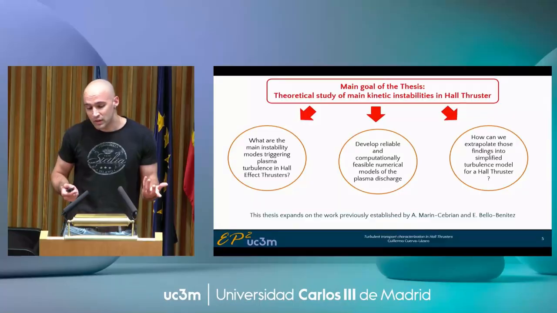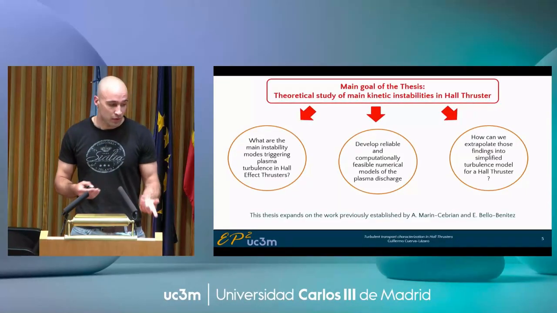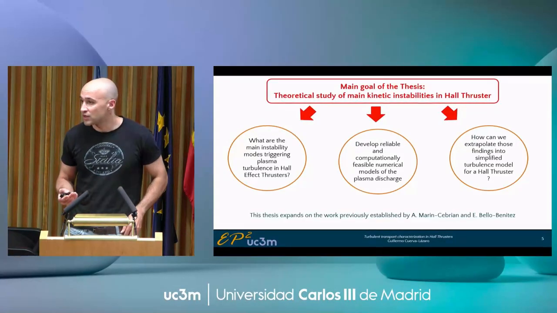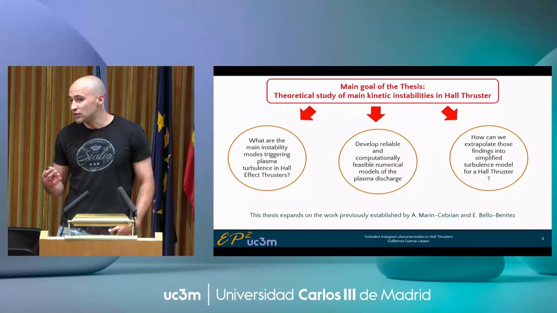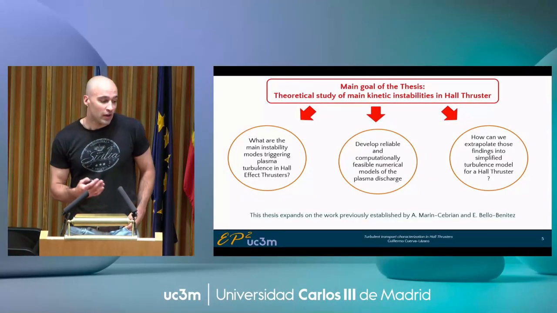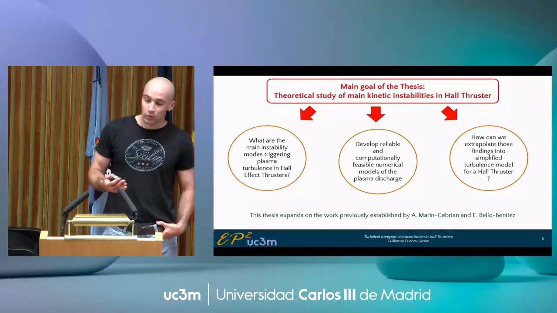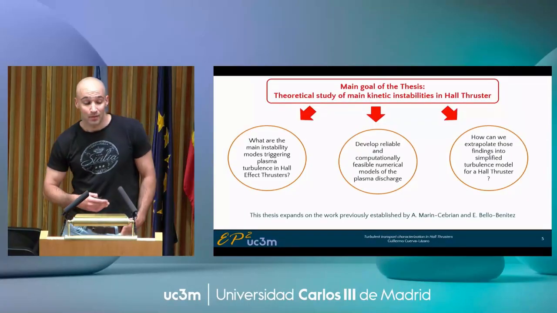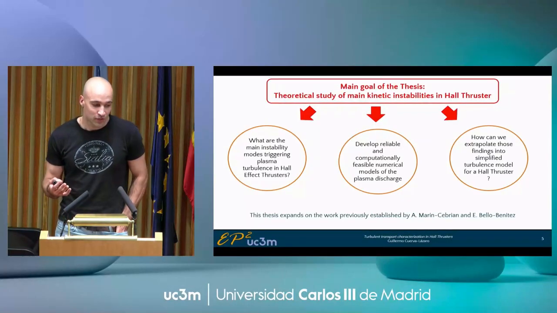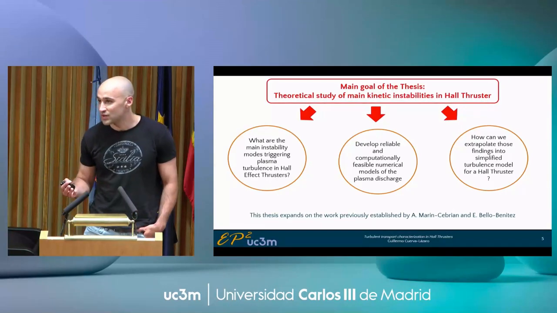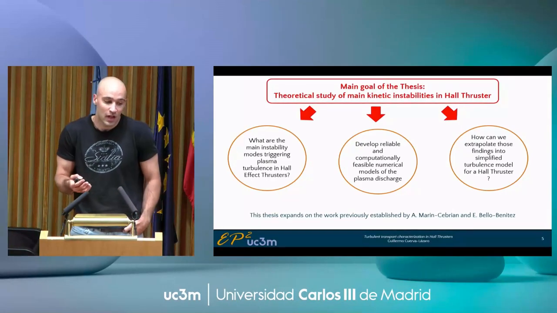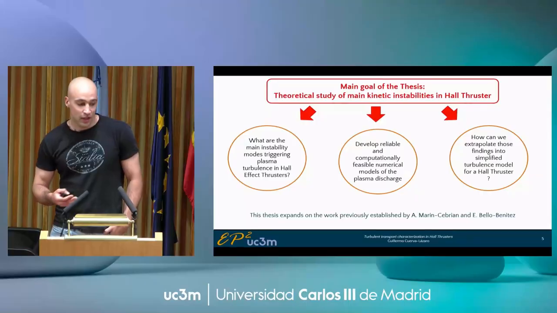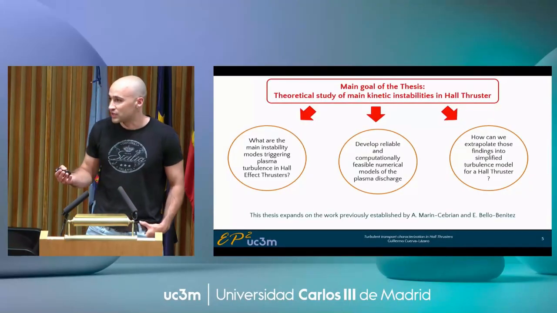So what are the goals of the thesis? Well, it is the theoretical study of the main kinetic instabilities in a Hall thruster, mainly contributing to three questions. What are the main instability modes triggering the plasma turbulence in Hall effect thrusters? Develop reliable and computationally feasible numerical models of this plasma discharge, and from that, how can we extrapolate those findings into simplified turbulent models for a Hall thruster.